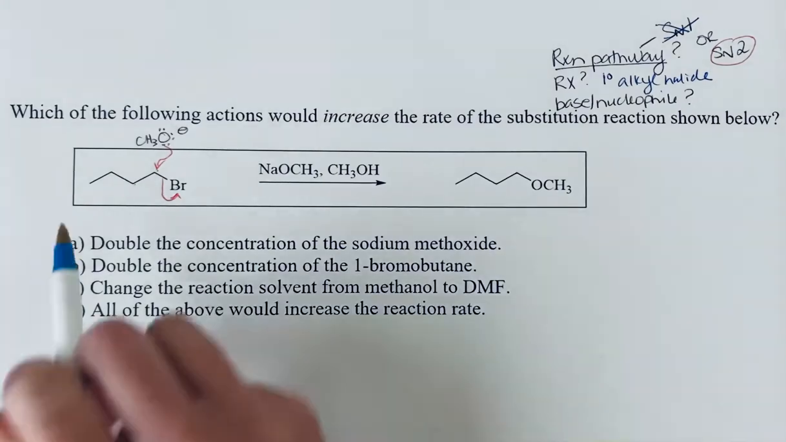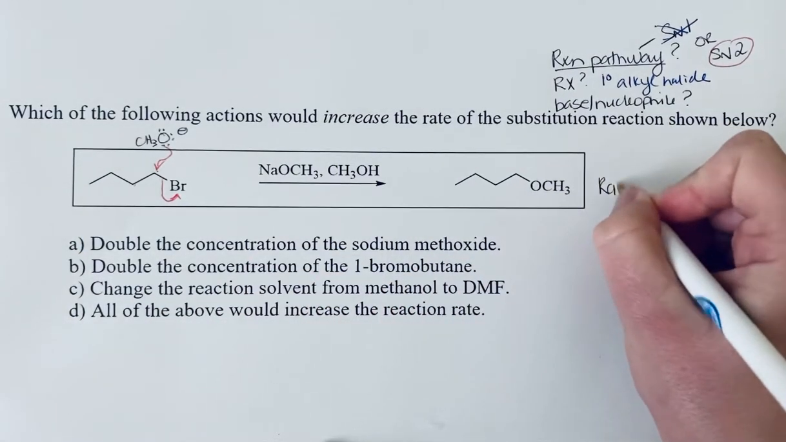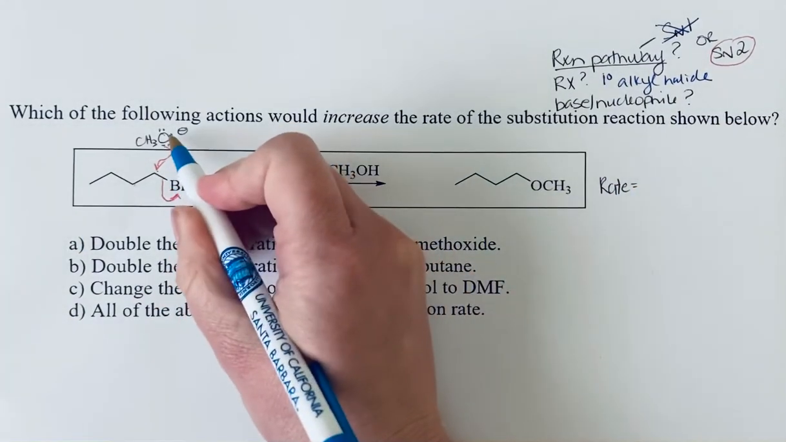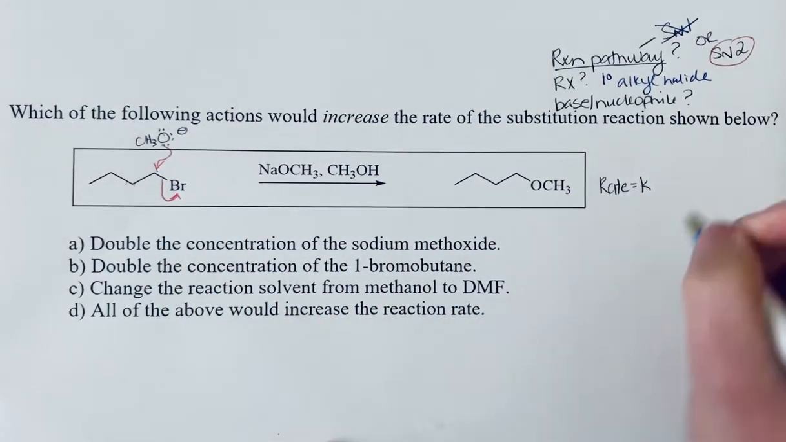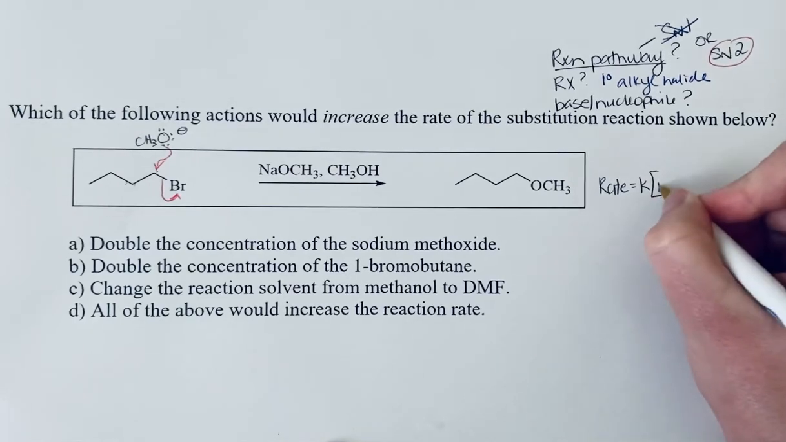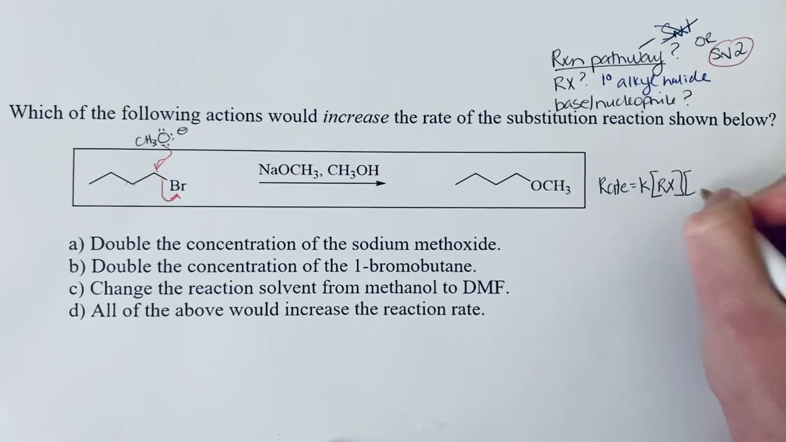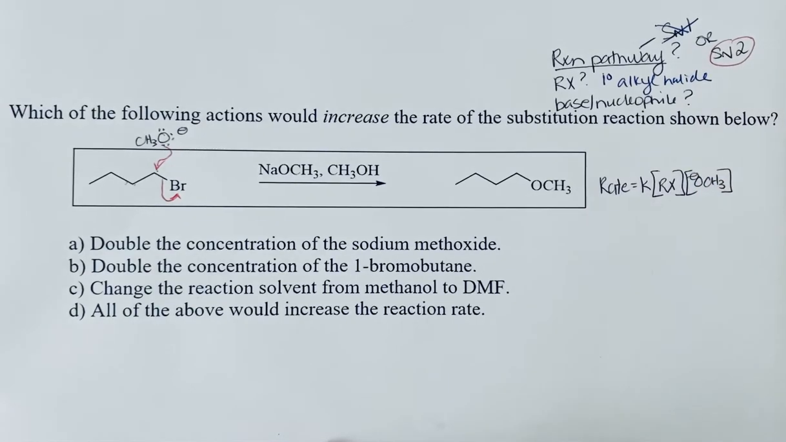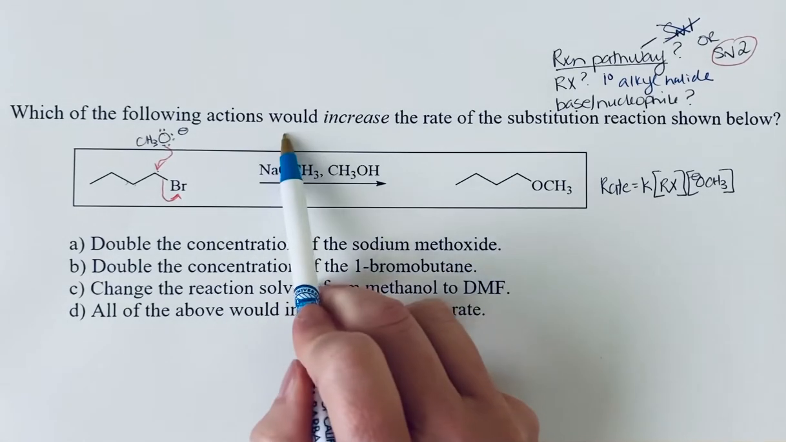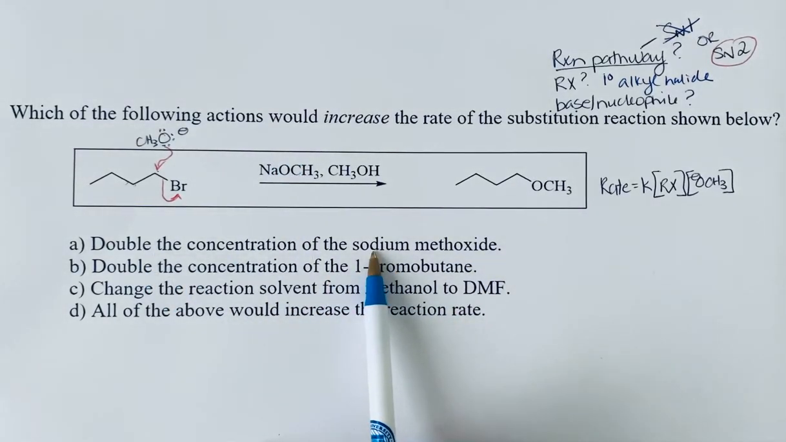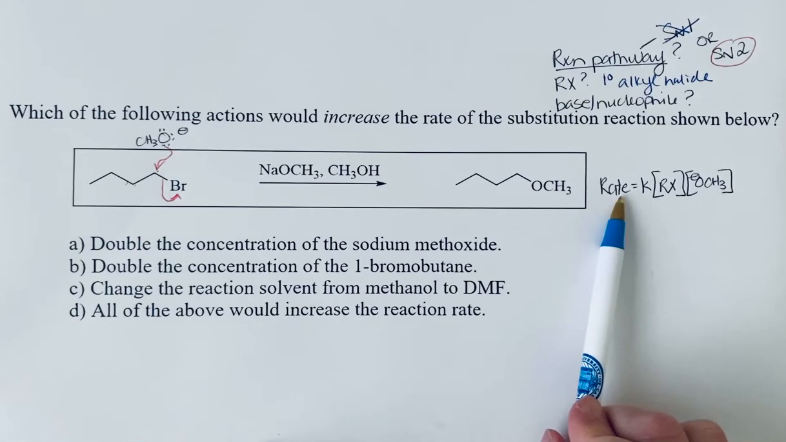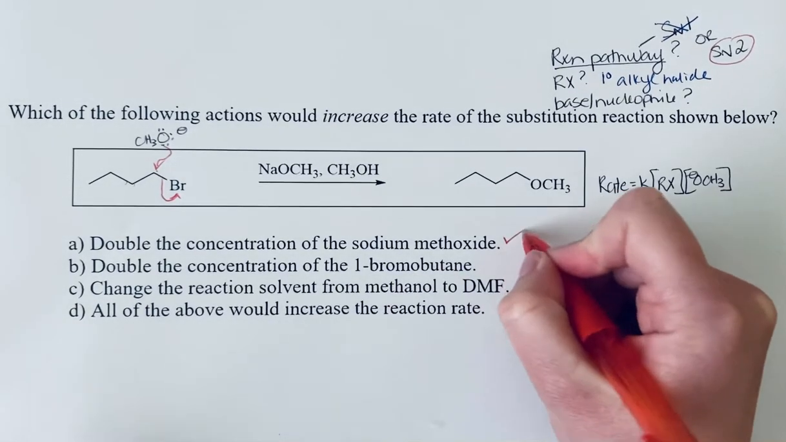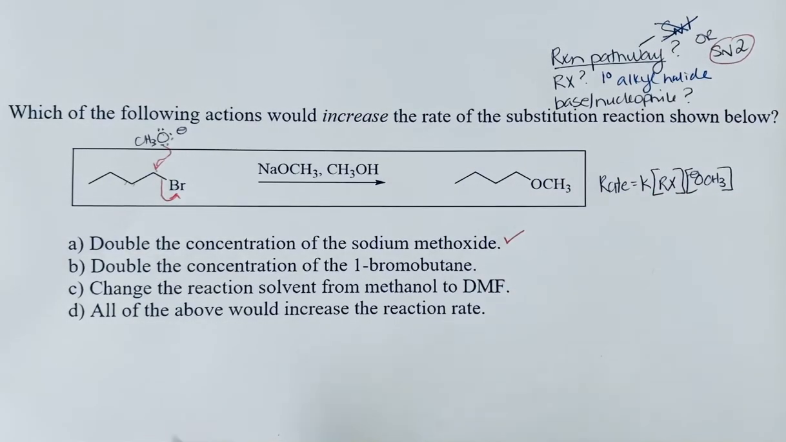And so we're asked about the rate. The rate law for this reaction would include one equivalent of each of these. So some rate constant k, the concentration of your alkyl halide, and the concentration of your base. Okay, so looking at this, doubling the concentration of the sodium methoxide, we can see that if we doubled this concentration, that would double the rate. So that will increase the rate of this reaction.